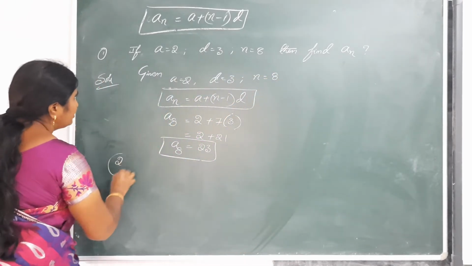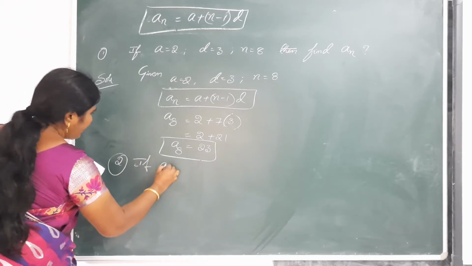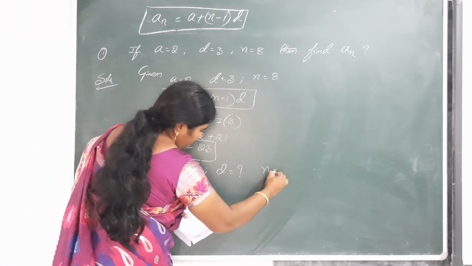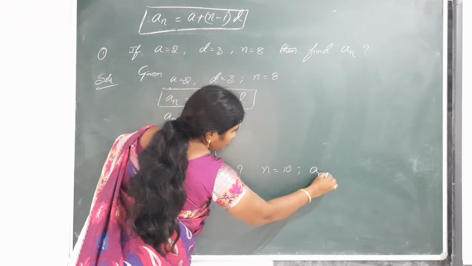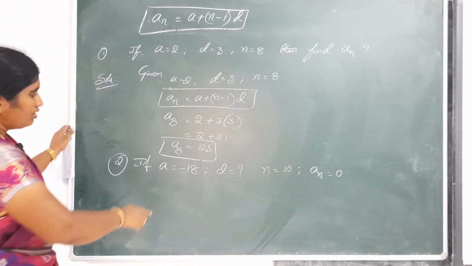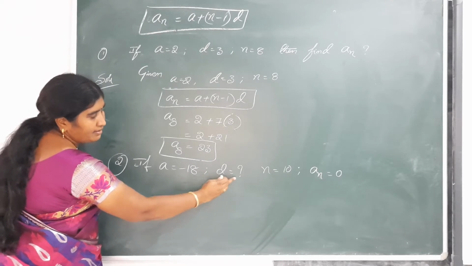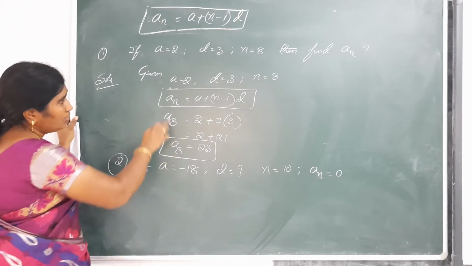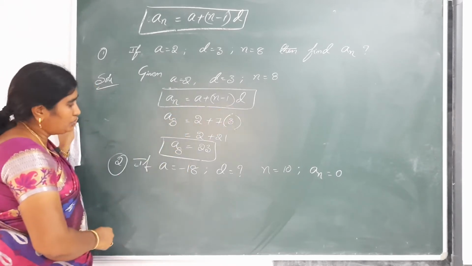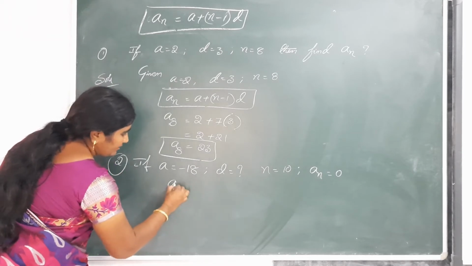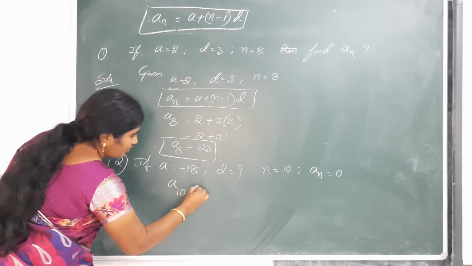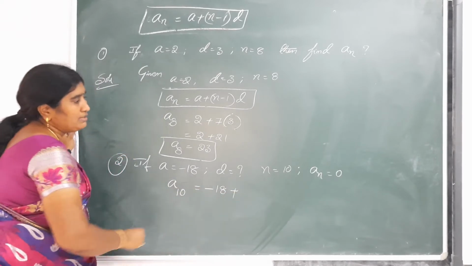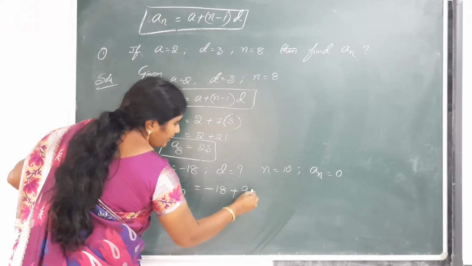Next, second one: if a equals minus 18, d equals question mark, n equals 10, an equals 0. Given a equals minus 18, d equals question mark, n equals 10, an equals 0. an equals a plus (n minus 1) times d. Here the n value is 10, so a10 equals a, the a value is minus 18, plus (n minus 1), 10 minus 1 is 9, d.